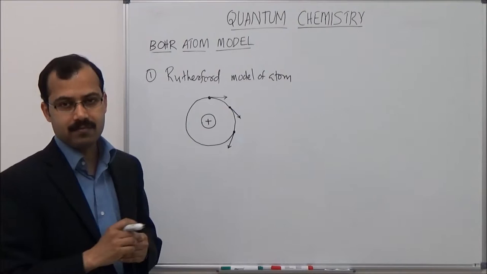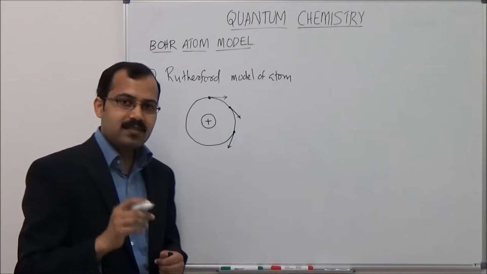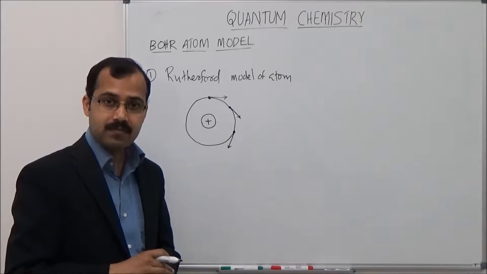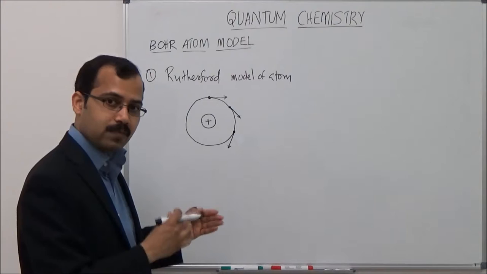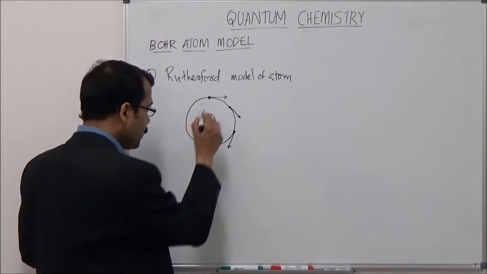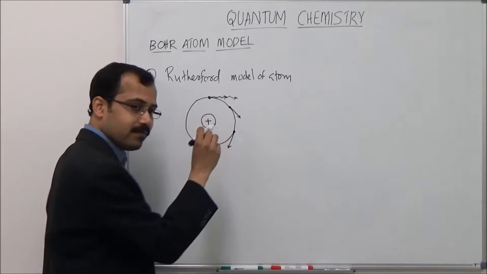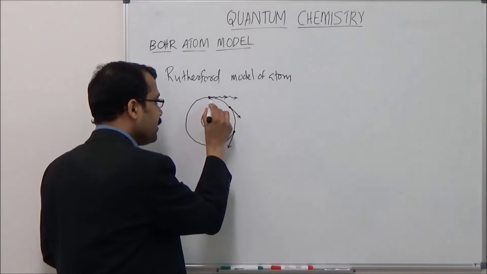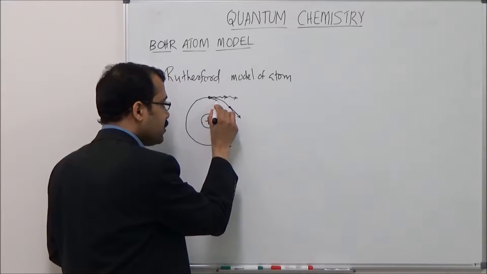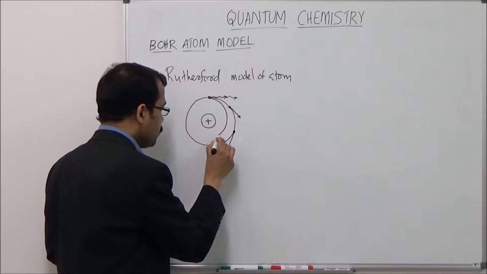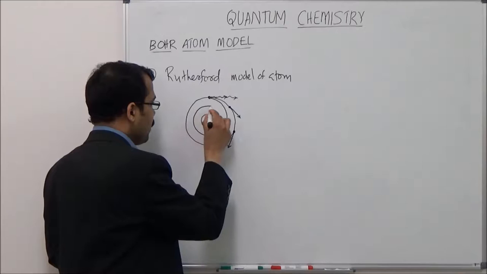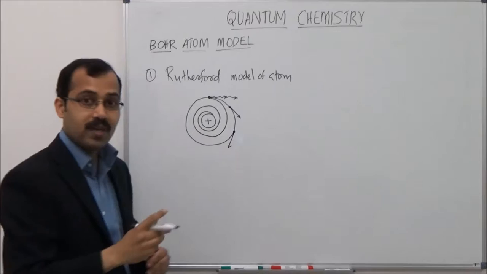But according to classical mechanics, any charged particle when it accelerates emits electromagnetic radiation. Here, the electron is a negatively charged particle, and it accelerates around the nucleus. So from classical mechanics, we can expect that this electron will continuously emit electromagnetic radiation. The electron will come close to the nucleus by continuously emitting electromagnetic radiation, so it follows a spiral path like this and finally falls on the nucleus, so that the atom will collapse.